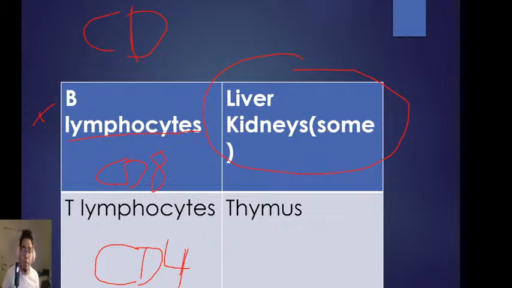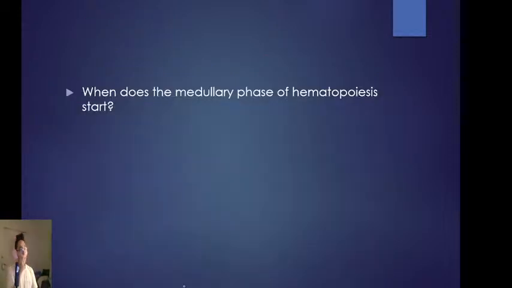Thank you, Jenny Zabat, for providing us with the answer. Okay, now let's move on. When does the medullary phase of hematopoiesis start? Well, obviously, it starts after the end of the hepatic stage. It's on the 5th month of fetal development. So, sir, can the hematopoiesis stages occur concurrently? These stages can occur concurrently.